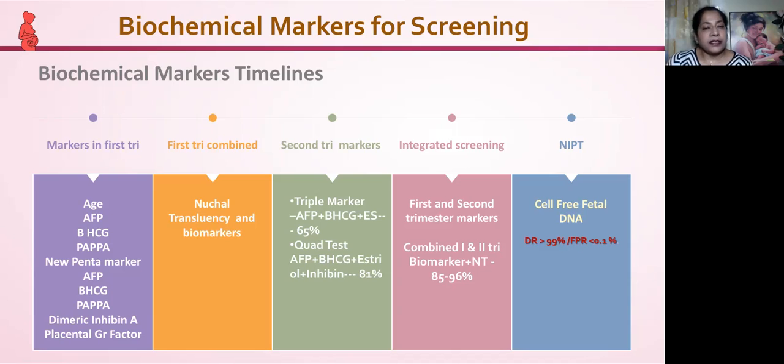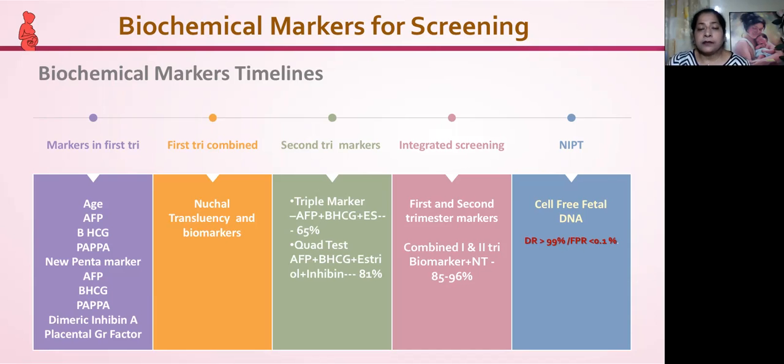If you look at the first trimester markers, age is an important factor. In addition to that, alpha fetoprotein, beta HCG, PAPP-A, a new pentamarker which includes alpha fetoprotein, beta HCG, PAPP-A, dimeric inhibin A, and placental growth factor. Then combined first trimester nuchal translucency and these biomarkers.